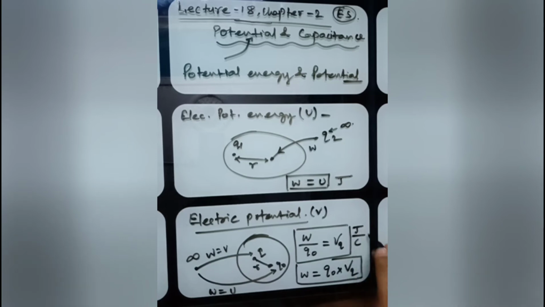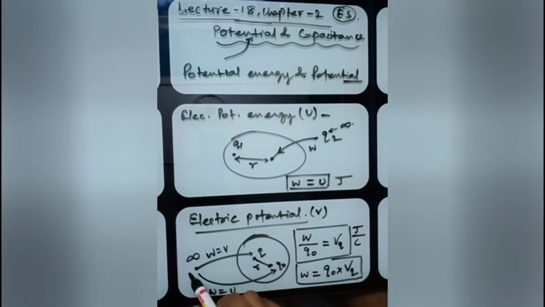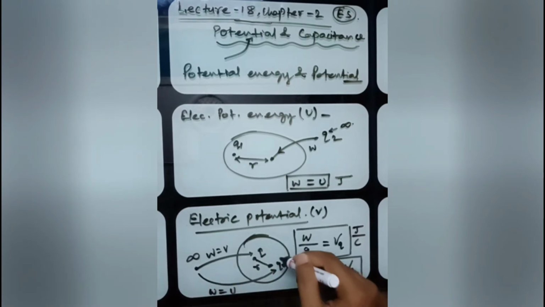So joule per coulomb will be the SI unit of electric potential. I don't think this is very confusing, students. It's very simple. If you have one charge at a particular point in space, whatever the electric field present there, the amount of work done to bring a unit positive charge from infinity to that point is called the potential.